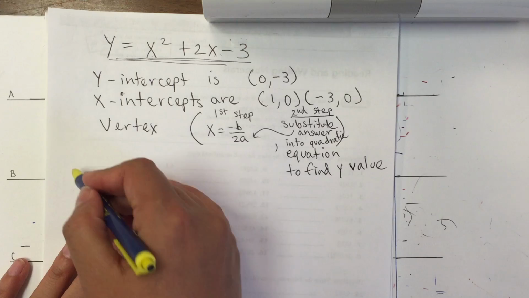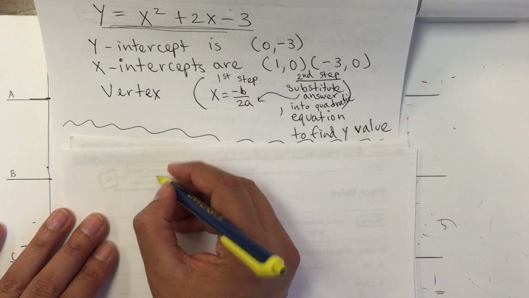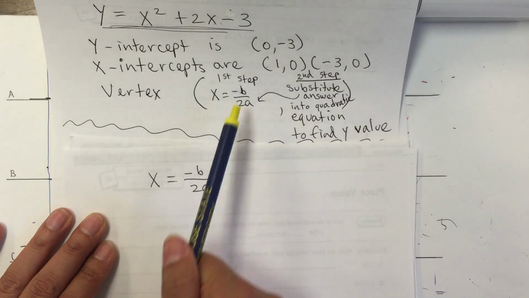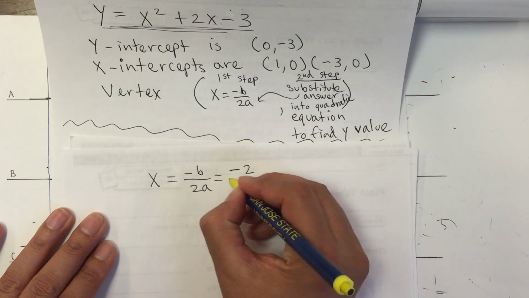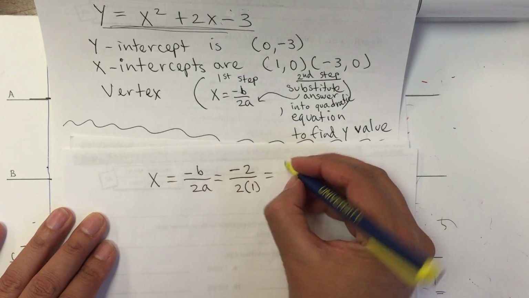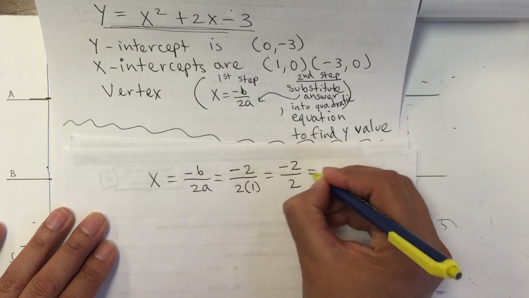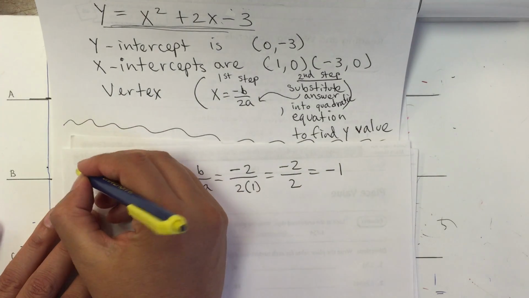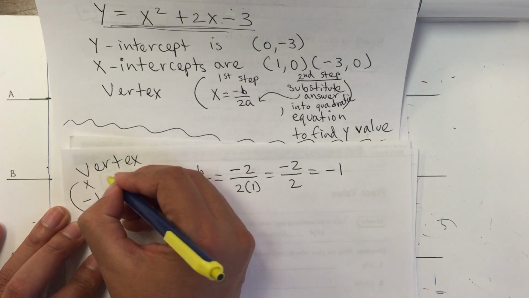So let's apply it. For this first example, to find x, I'm going to have -b/2a, right? Which is negative, and my b is 2, over 2 times a. My a is 1. And so I just copy the -2 and multiply this. 2 times 1 is 2. And -2 divided by 2 is -1. So for my vertex, I already have my value of x, which is -1.